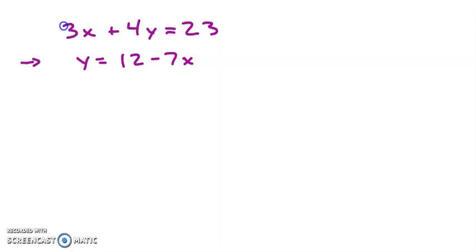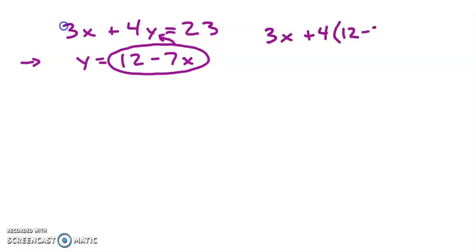Since we have y equals 12 minus 7x, that is the same as y, and so we're going to replace the y in our first equation with 12 minus 7x. That way it's going to give us just one equation with one variable, so we can solve for that and work our way towards the full solution. So our first equation can now be rewritten so that we plug in 12 minus 7x for the y, and now we just see one variable.